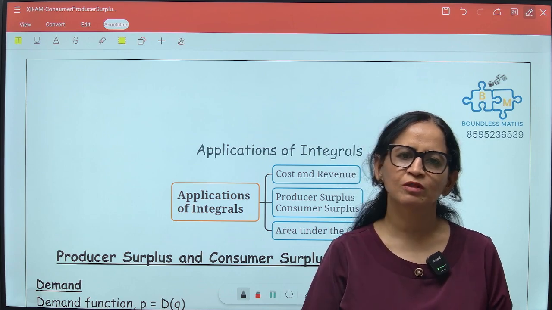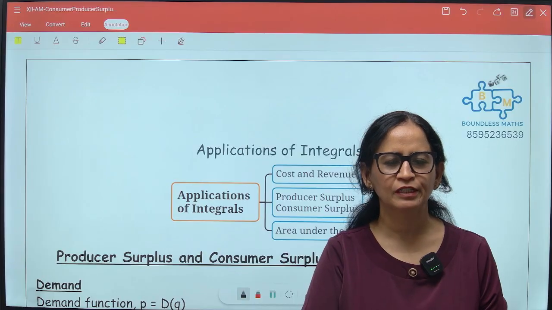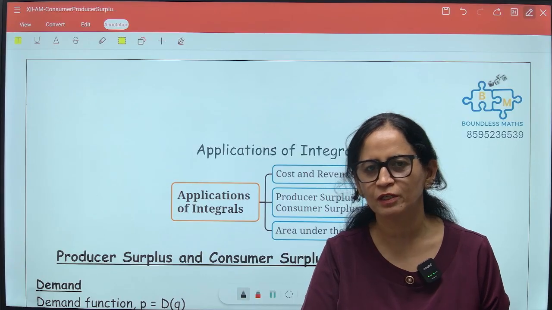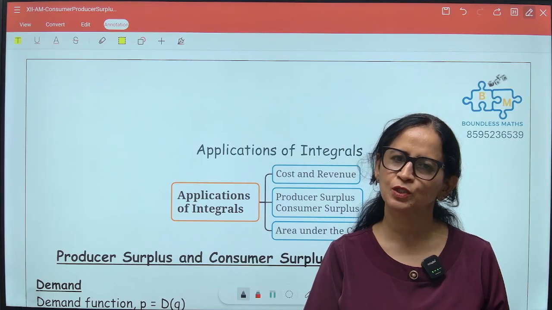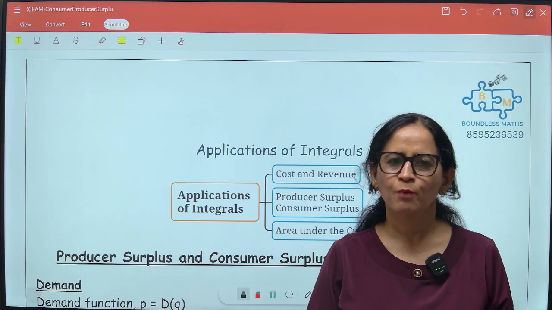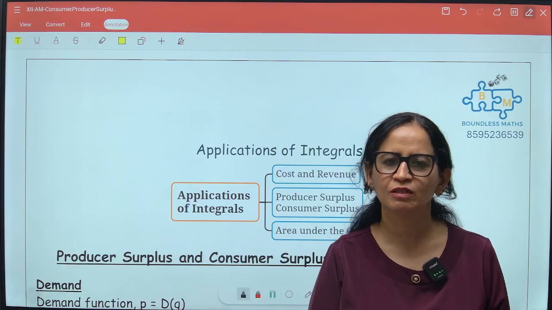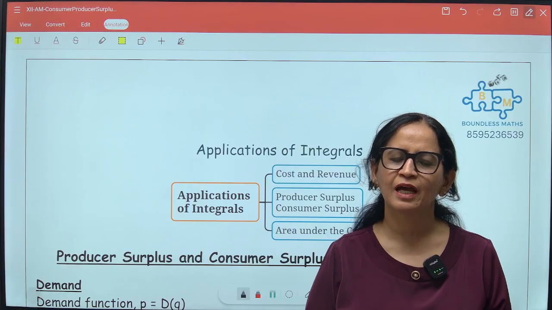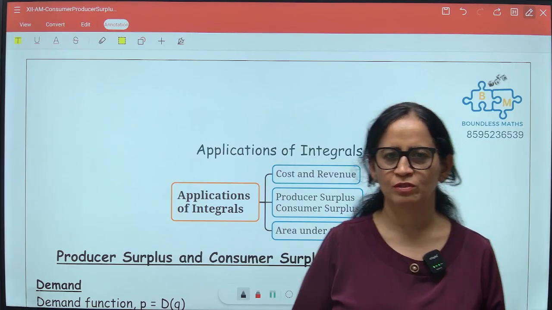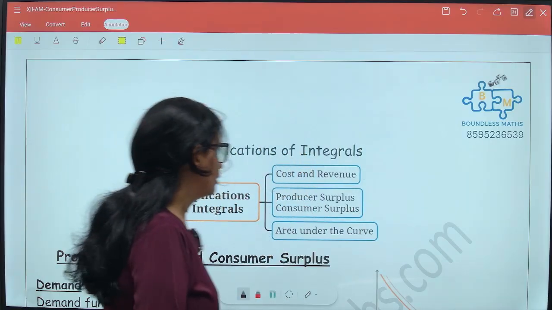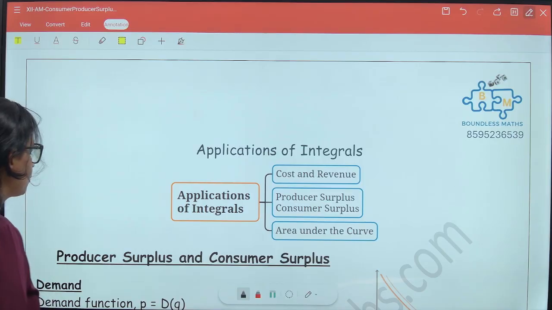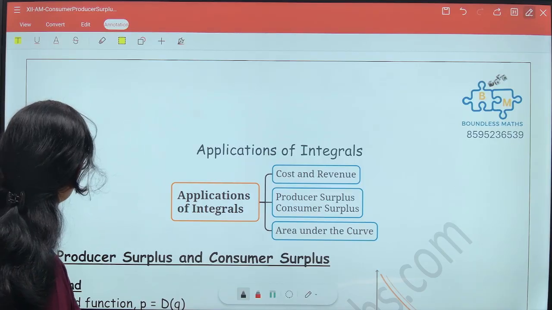Hope you have gone through the video on indefinite integrals, definite integrals and the basics of consumer and producer surplus before proceeding on solving the questions. If not, pause the video right away, watch all the 3 videos so that you understand and you are able to easily solve these questions. So let's get started. Now before solving the questions, let's do a quick recap of consumer and producer surplus basics.